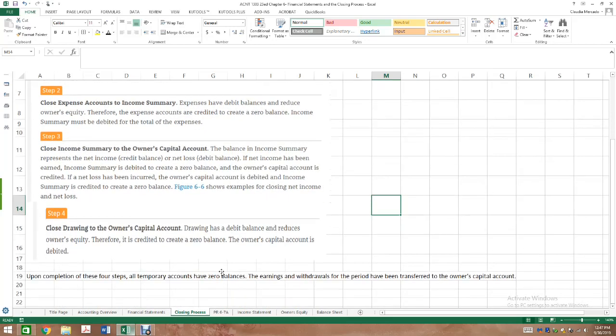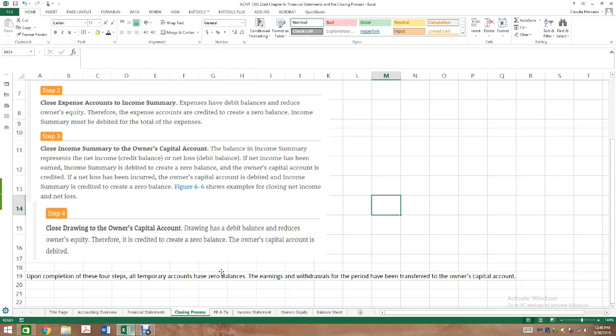The last and final step in the closing process is to close your drawing accounts to the owner's capital account, okay? So drawing is basically any withdrawals that the owners of the organization or the business make. So drawing has a normal balance of a debit because it reduces the owner's equity. Therefore, if you want to zero it out, you're going to go ahead and credit it. The owner's capital account is debited, okay?